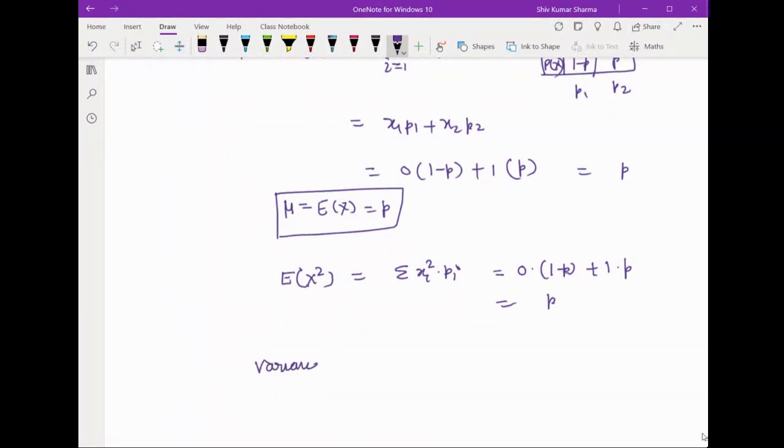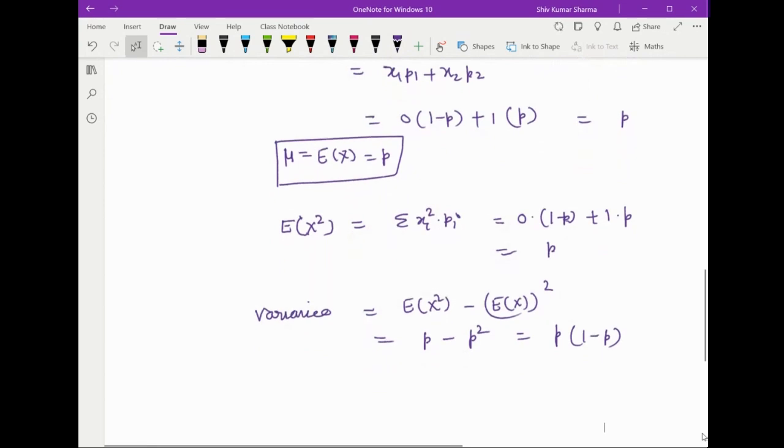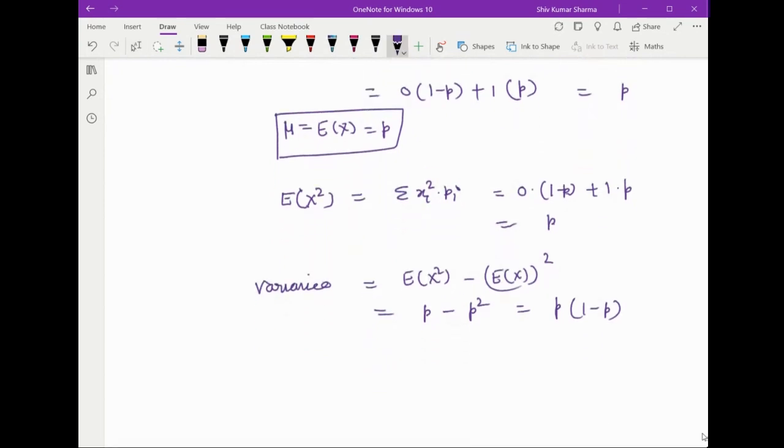Now we calculate the variance. So what is the variance? The variance you can write as expectation of x square minus expectation of x, to the whole square. So this is equal to p minus p square. P minus p square, so we can write this as p into 1 minus p.